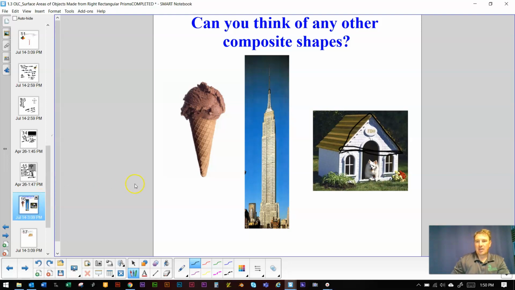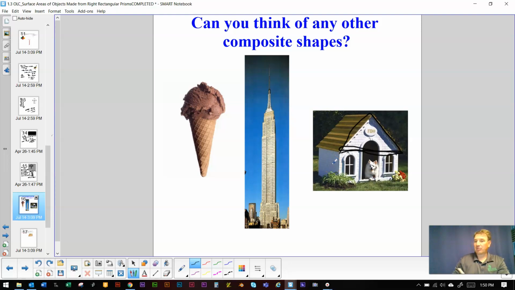The doghouse, the same thing. In the doghouse, if we just kind of separate the top part from the bottom part, on the bottom part we've got a rectangular prism, right? Everything's rectangles. And on the top part, we've got what's known as a triangular prism. So the front of the doghouse and the back of the doghouse are triangles, but the roof parts here are actually rectangles.